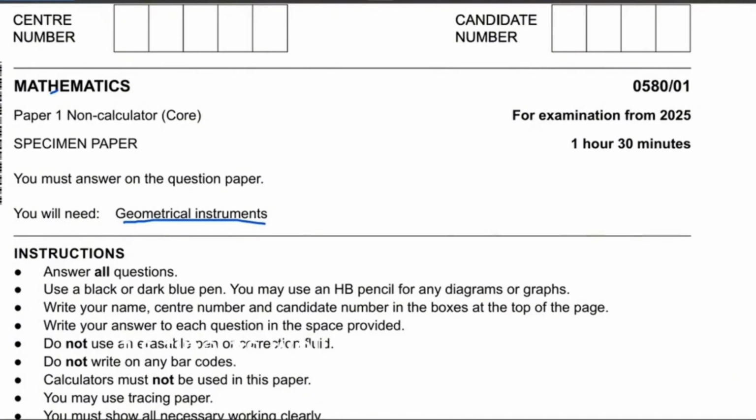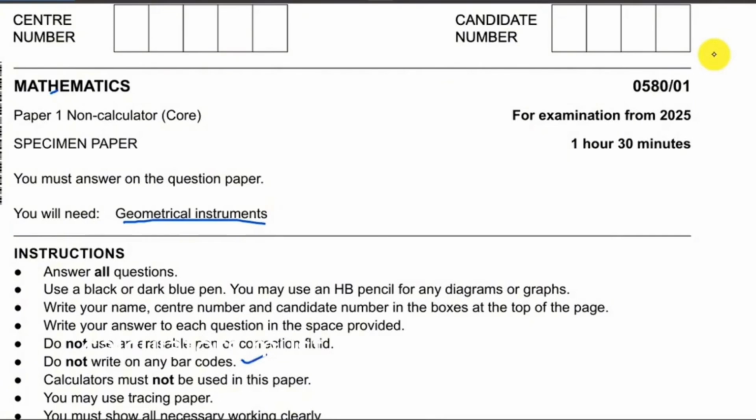You must write your name, center number, and candidate number in the boxes at the top of the page. You must write your answers to each question in the spaces provided for each question. Do not use an erasable pen or correction fluid. You do not write on any barcodes.